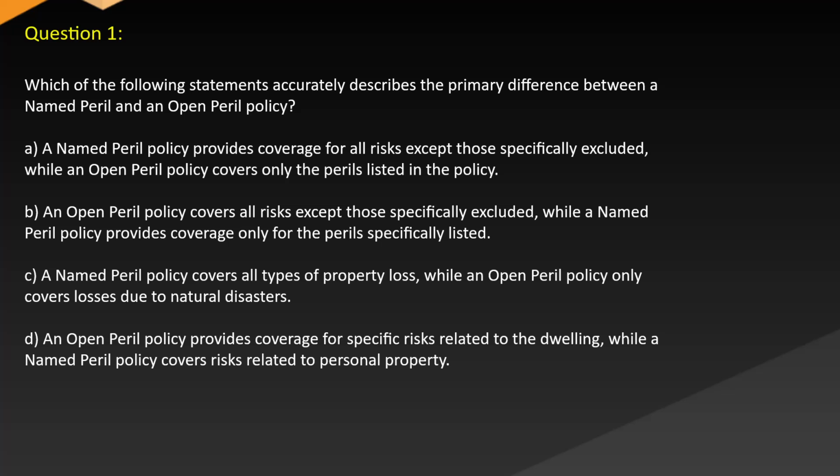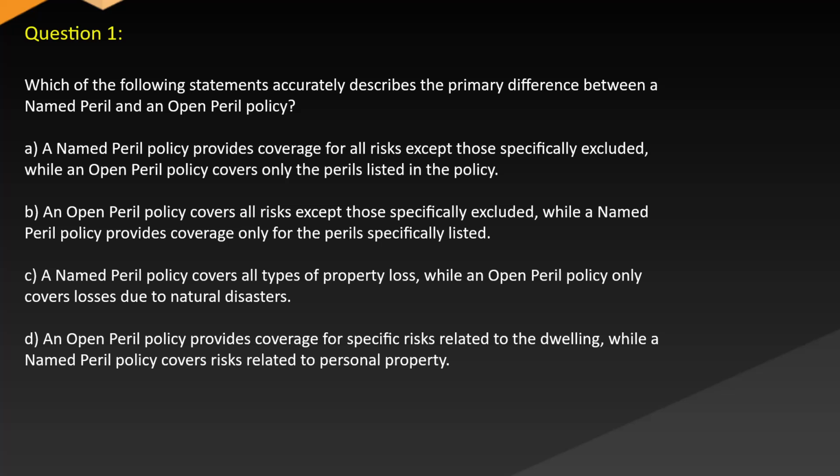Question 1. Which of the following statements accurately describes the primary difference between a named peril and an open peril policy? A. A named peril policy provides coverage for all risks except those specifically excluded, while an open peril policy covers only the perils listed in the policy. B. An open peril policy covers all risks except those specifically excluded, while a named peril policy provides coverage only for the perils specifically listed.